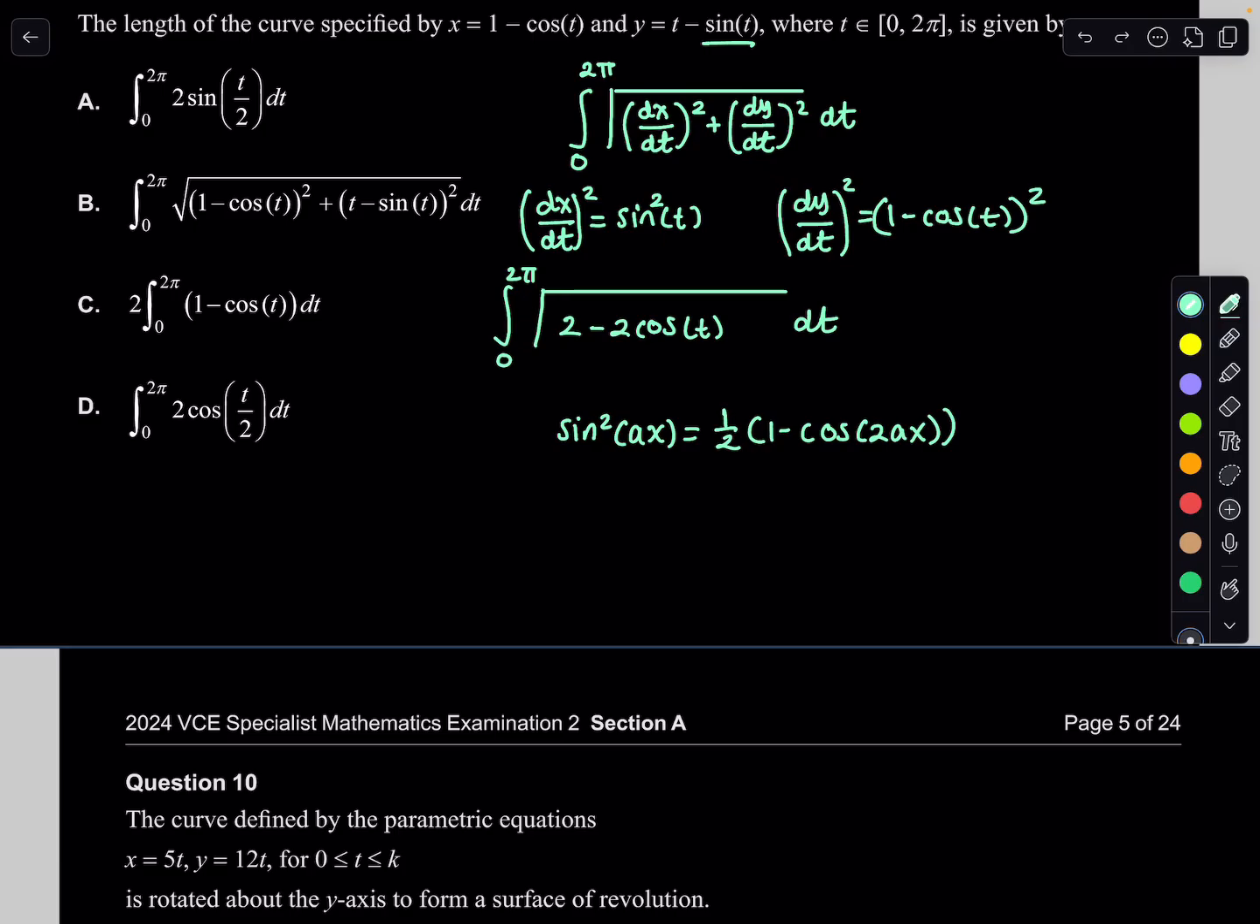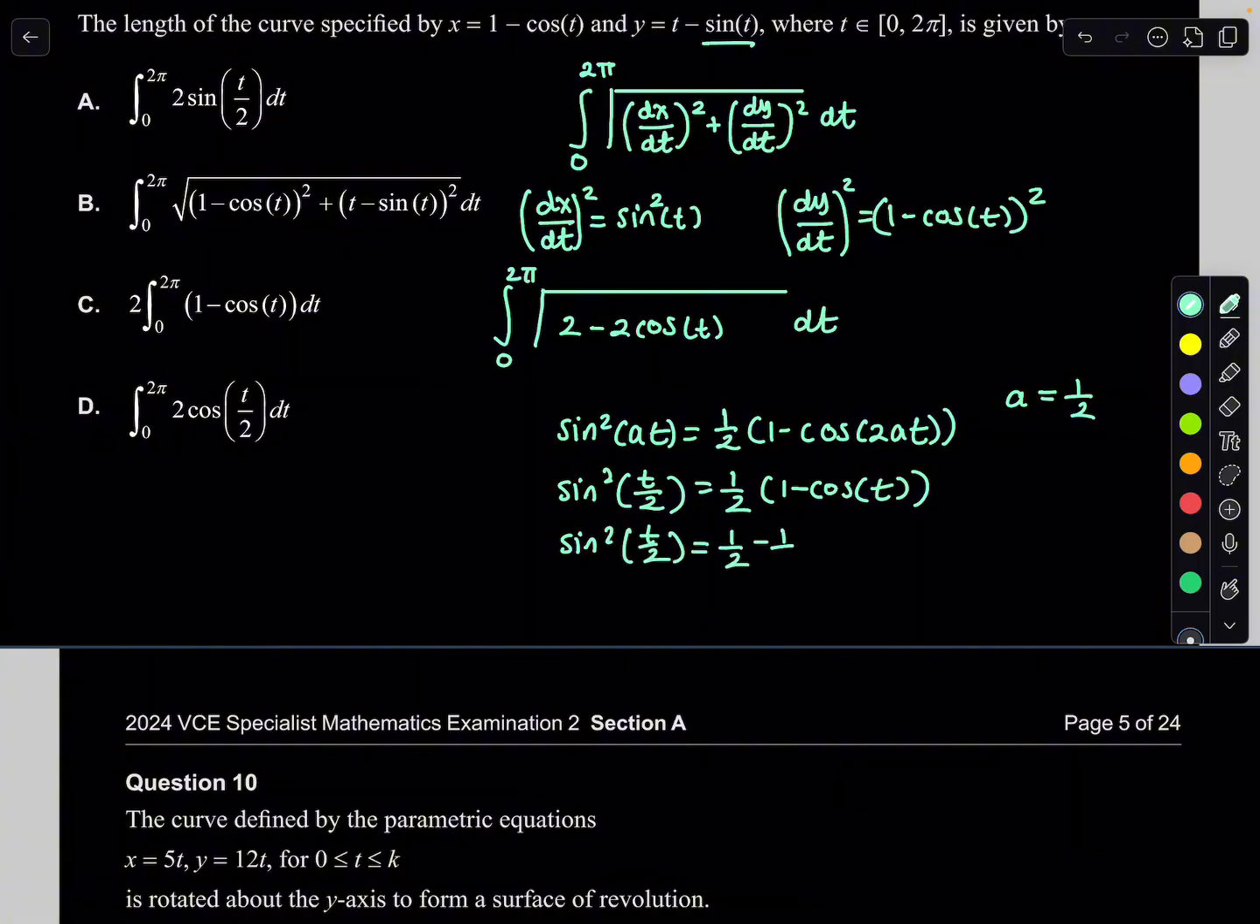Beautiful. For example, in this case, we have cosine t, so to really think about it, a is actually equal to a half. Let's write these in terms of t. So if a is equal to a half, this will become sine squared t over 2 is equal to half 1 minus cosine t. We're actually making good progress because expanding this is half minus half cosine t. Look at that. This looks very similar to that.